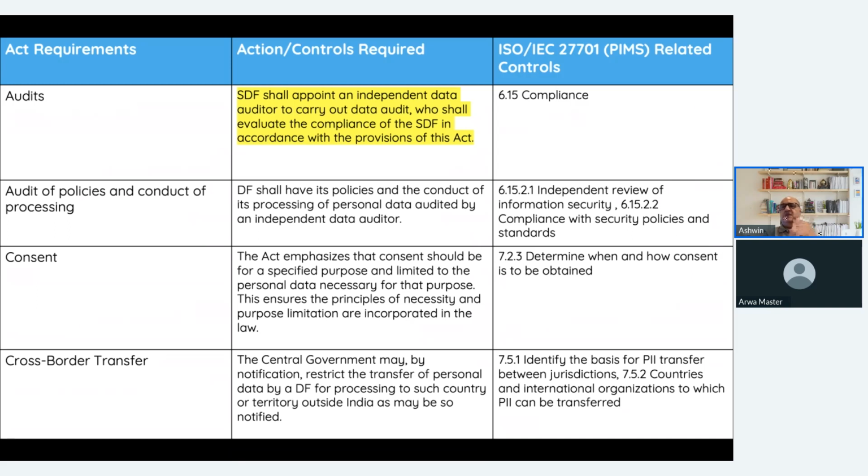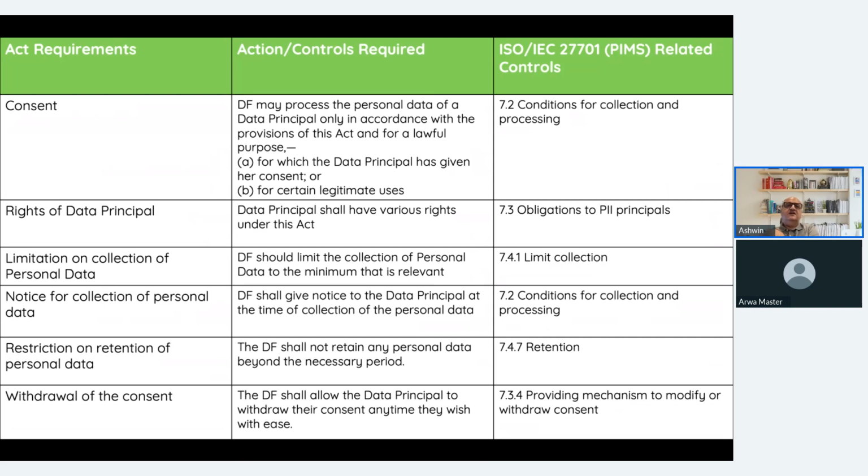The PIMS also talks about jurisdictions and restrictions for transfer. Consent is a continuation, and rights we just discussed. Rights and obligations are also covered as part of PIMS. Limitation is also covered. Notice is covered as part of the conditions of collection and processing. Restrictions we already discussed. Storage limitation, data minimization, all of those will come under restrictions. And it also talks about how long we can keep data. Storage limitation, retention, this means the same thing.